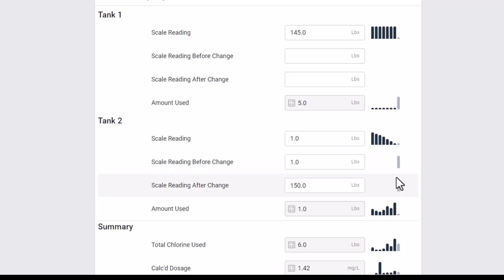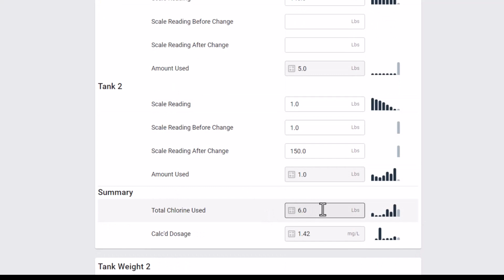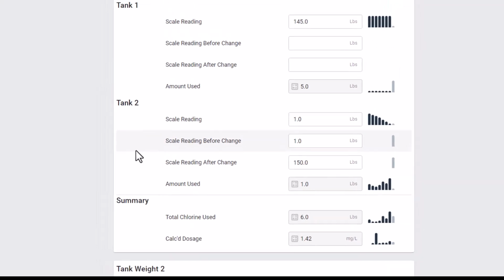I'm sorry, it used a pound of chlorine before it switched over, and then this tank switched over in the middle of the night, we'll just assume, and we created 5 pounds of usage there. So that is going to be correct for that day. And so now if we scroll down here, it's going to say I used a total of 6 pounds of chlorine. It's going to calculate my dosage accordingly below it.